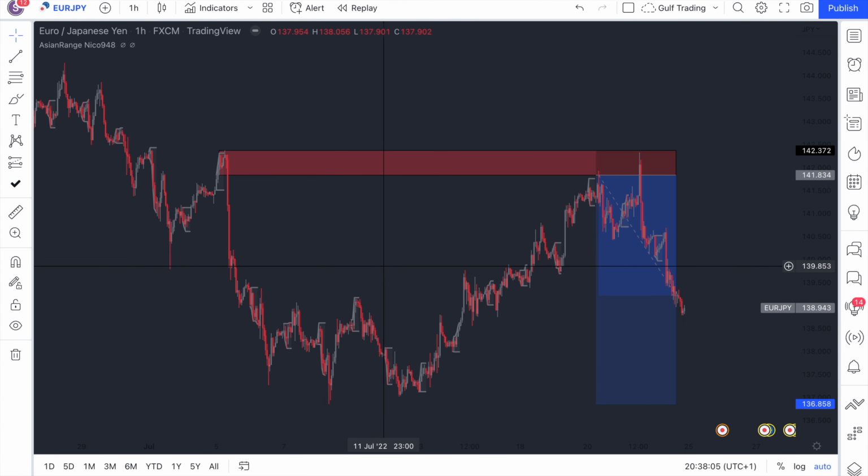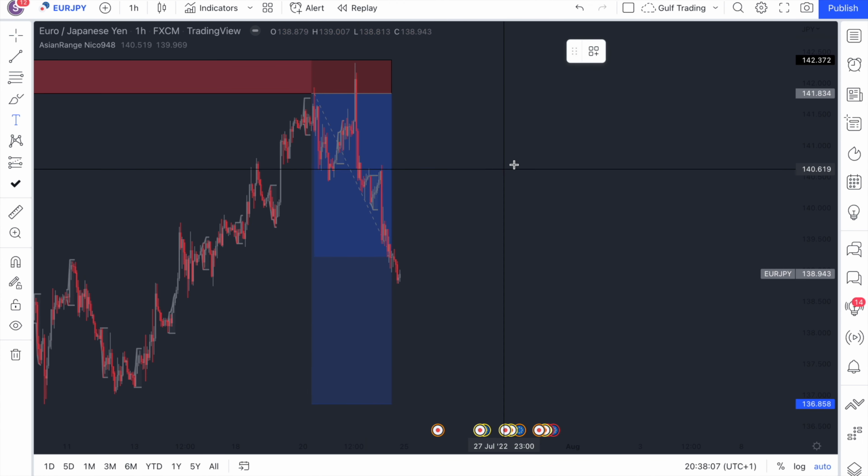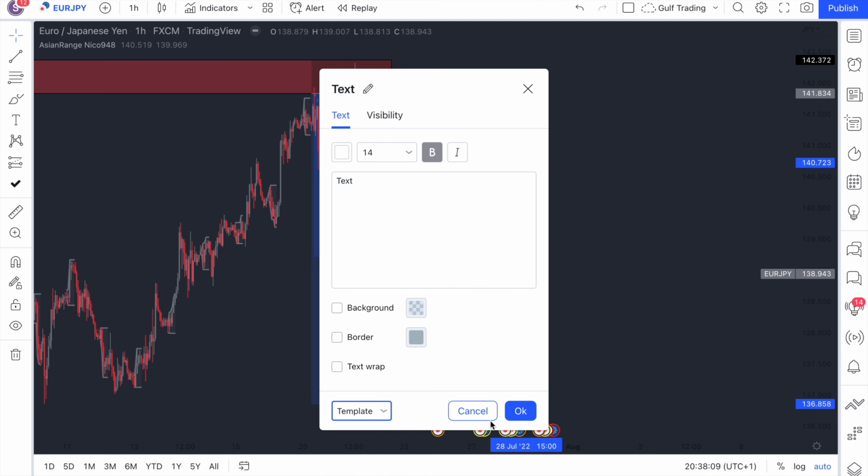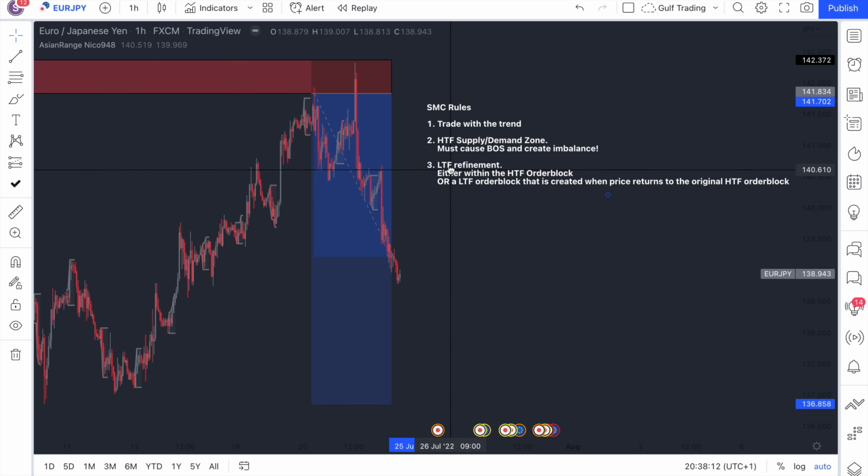Okay, now onto Euro JPY. I'll just get the rules up again. So first we're going to want to look at the higher time frame, trade with the trend. See if it's creating higher lows or higher highs, or lower lows and lower highs.